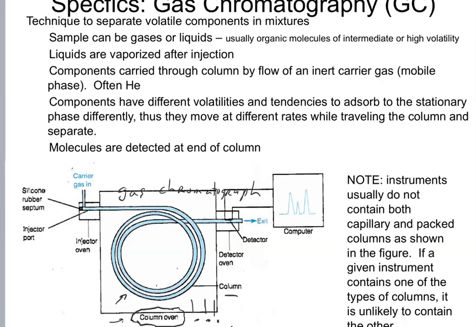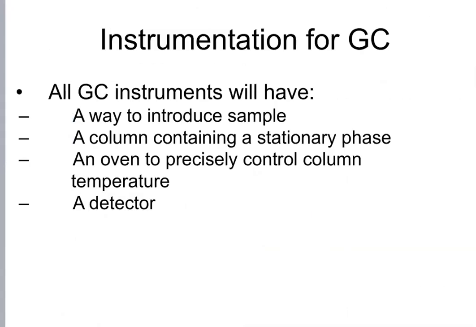Gotta have your column within an oven. And that oven really needs to have the ability to precisely control the temperature. Because if you can't precisely control the temperature in GC, boy, you're in a world of hurt, because you're going to get highly variable retention times, and things aren't going to be easy for you from there.